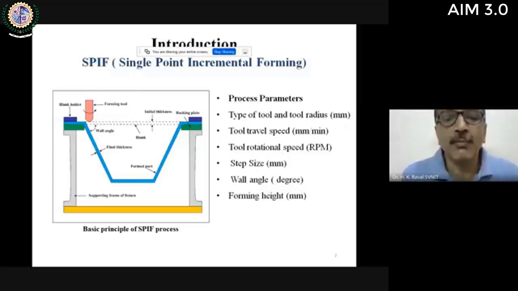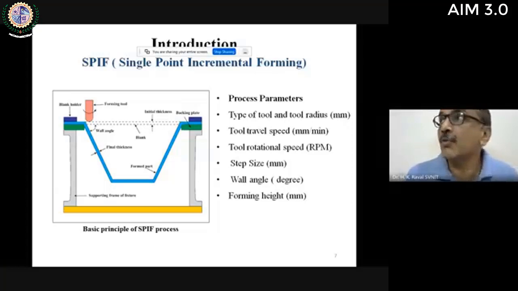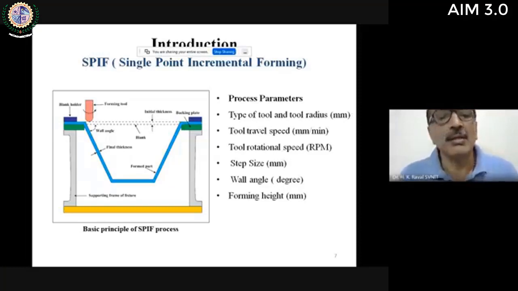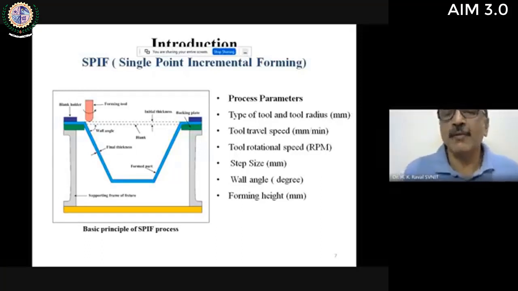There are certain process parameters which control successful single point incremental forming. These process parameters are the tool dimensions, which is the tool radius, as well as the type of tool, meaning the shape of the tool at the bottom, which takes part in deforming the object, where the tool touches the top of the sheet. So that shape is also important. Then tool travel speed, at what speed the tool is moving on the particular tool path, which can be a round path or any other shape which you would like to generate. Then tool rotational RPM is also very important.